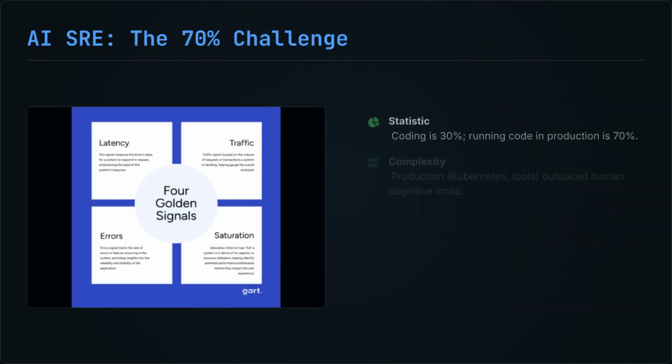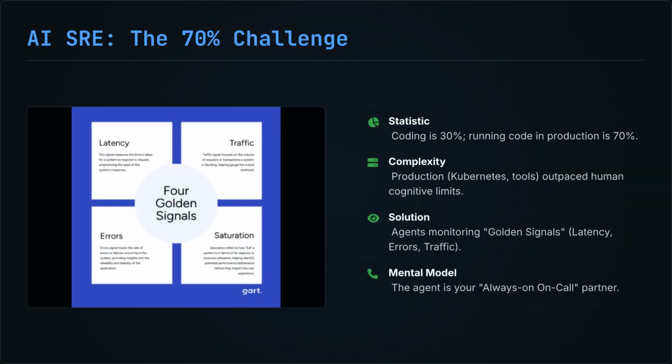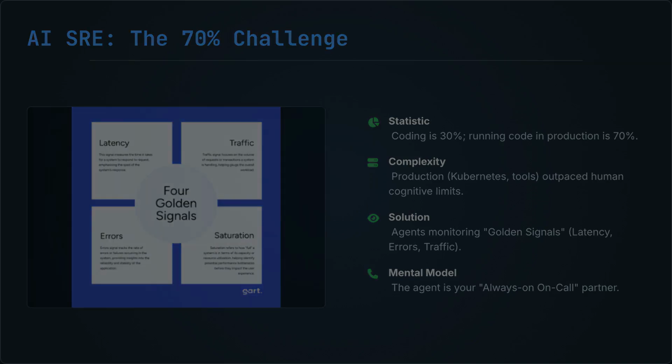Coding is 30% of the work. Running code in production is 70%. AI Site Reliability Engineering, or SRE, addresses this 70% challenge by having agents monitor golden signals like latency and errors, acting as your always-on on-call partner.